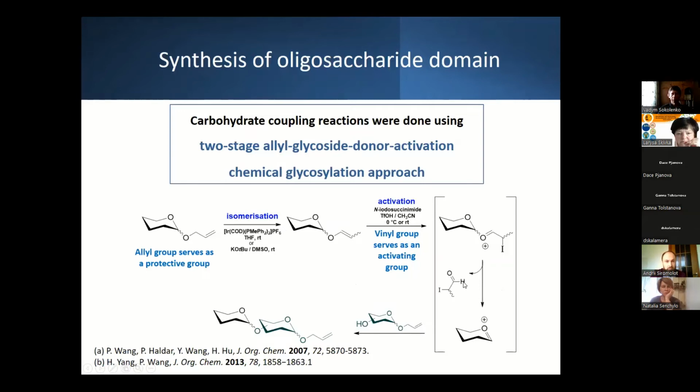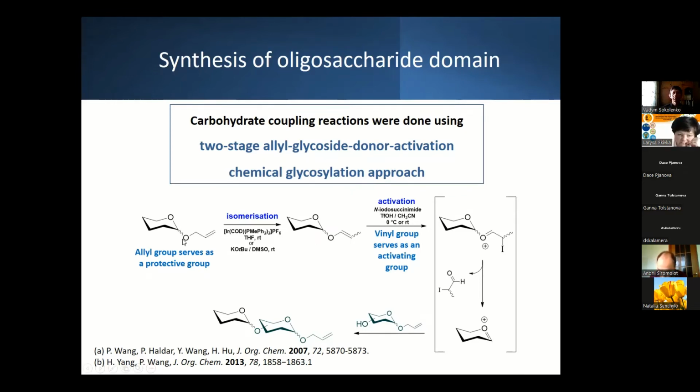For this oligosaccharide synthesis, we used a two-stage allyl glycoside donor activation approach, which was developed by Professor Wang, with whom I did my postdoc in the United States. So I will just show briefly the main principle of this process.